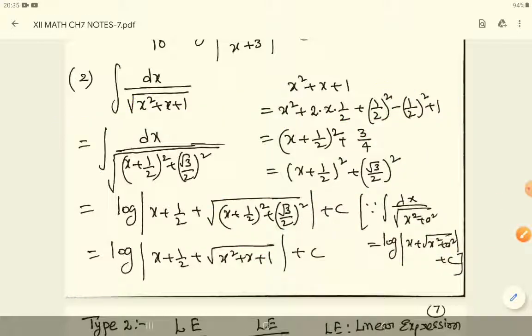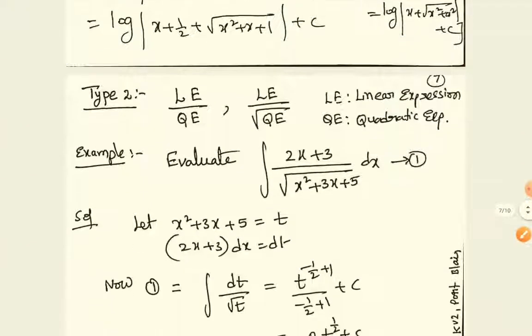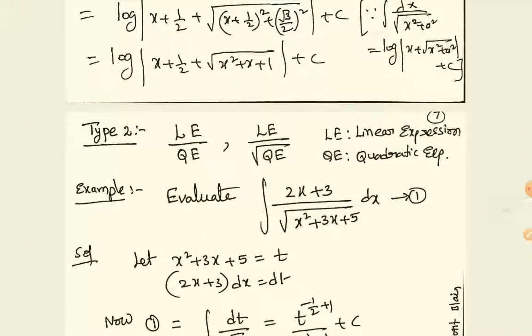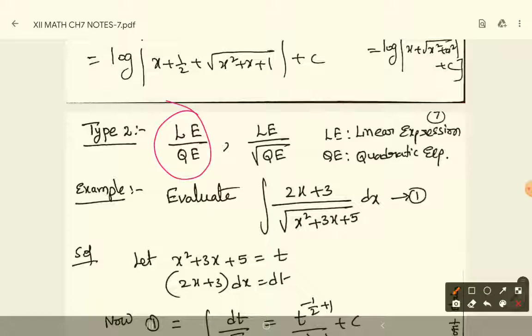Okay, next, second model, type 2 in this. Type 2 is linear expression by quadratic expression, or linear expression by root over quadratic expression. If it is given, how to integrate? The very important model. It is a 4 marker. Okay, so look.